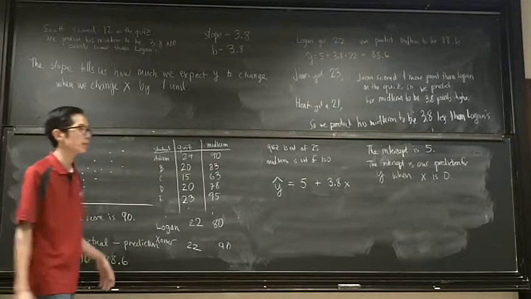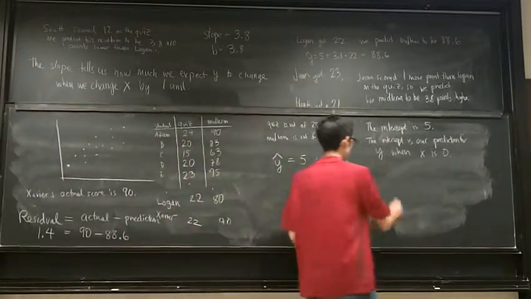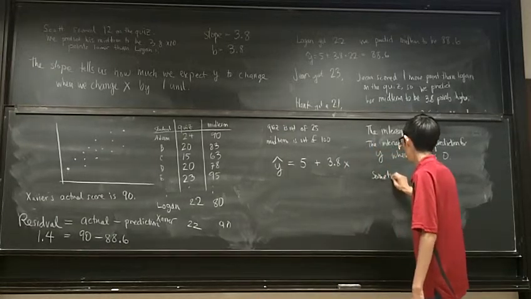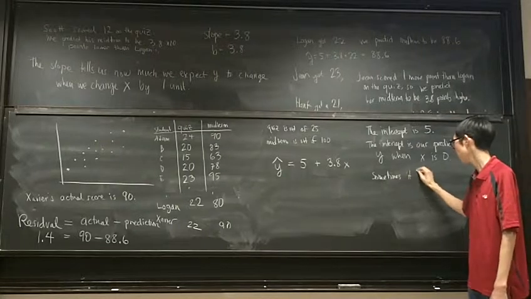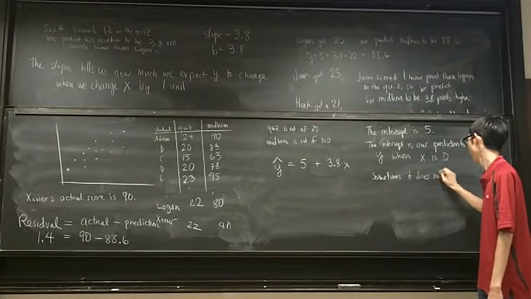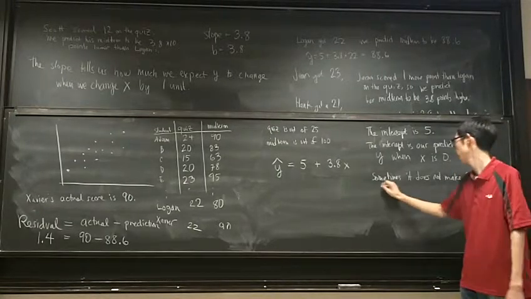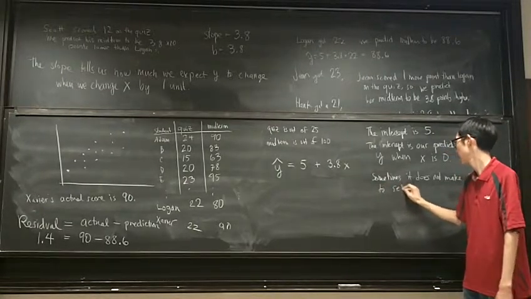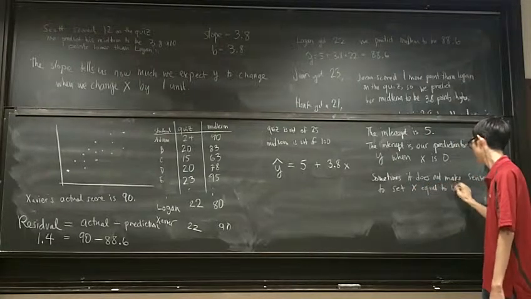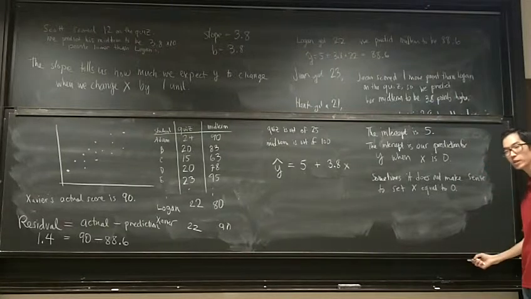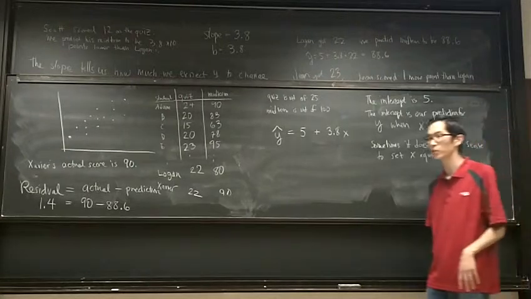Now sometimes the intercept doesn't make sense. Or sometimes it does not make sense to have x equal to 0. If that happens, that's okay. You still have an intercept. It just might not have a practical interpretation.